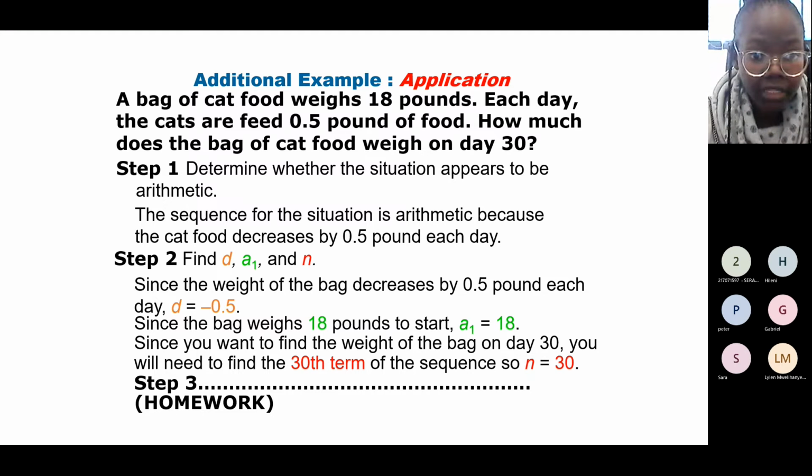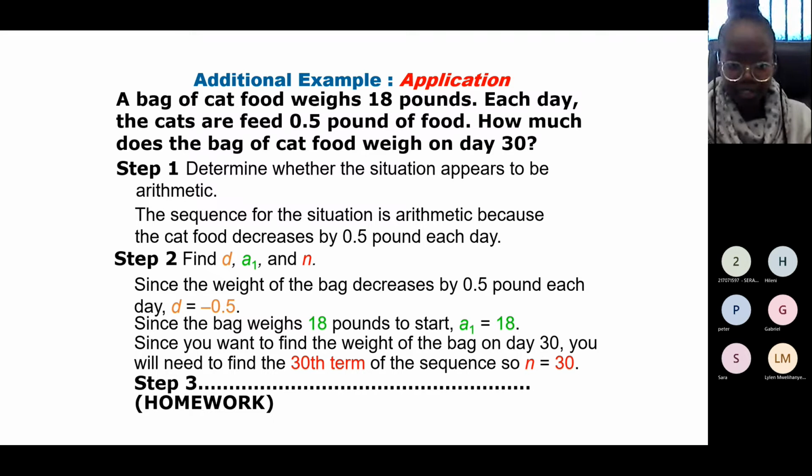So a1 is the first term. The first term says the bag, before the cats feed from it, initially weighs 18 pounds. So the first term is 18. So step 3 will be your homework. You guys can complete these questions and find the answer.